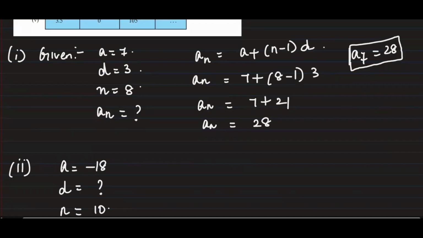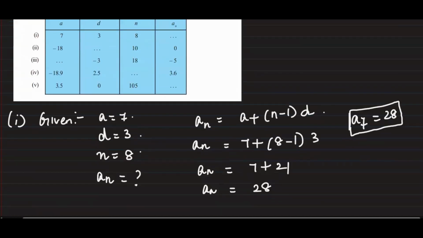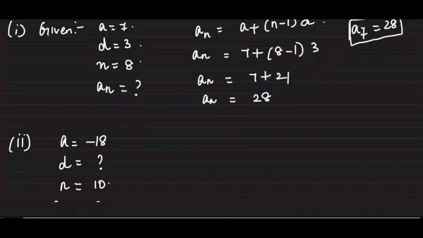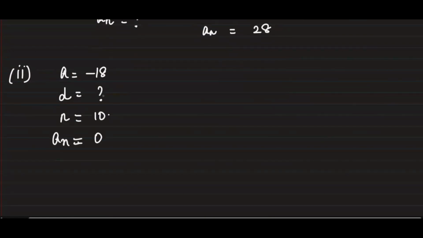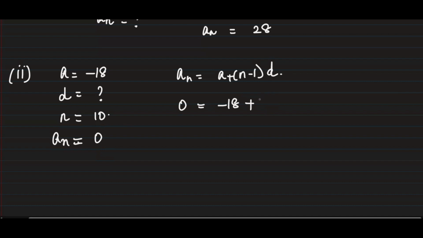Just quickly see what's correct. In the second question, A is minus 18, with D to find, N is 10 and AN is 0. We'll use the same formula: AN is equal to A plus N minus 1 into D. They have given AN as 0, so 0 is equal to minus 18 plus 10 minus 1, which becomes 9, into D, that is 9D.